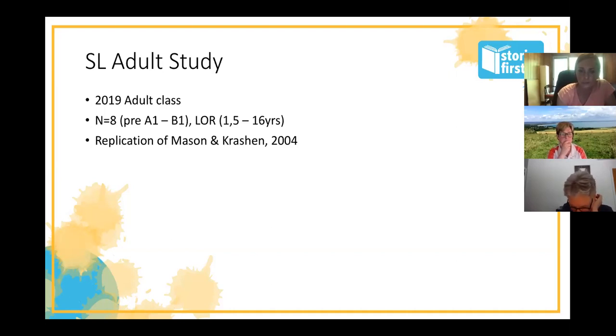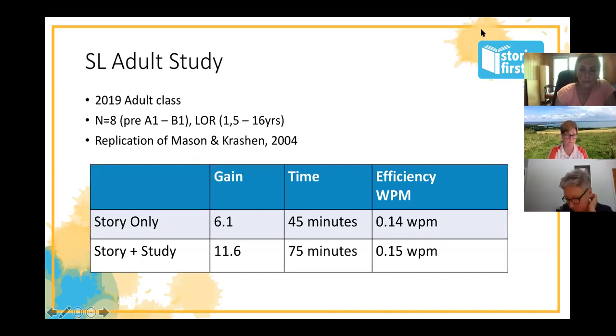So I did a replication of the Mason and Krashen study from 2004. This was the study that looked at story listening and story listening plus. And I just did this one table for you to show. It's the same exact setup, and Ken will talk about it later more because it's also the same setup. So I just want to show you that in the story only class, they heard only a story. We did a pre and a post test, and their gain was 6.1 points. It was 27 vocabulary items from the story. It took 45 minutes, and the efficiency turned out to be 0.14 words per minute.